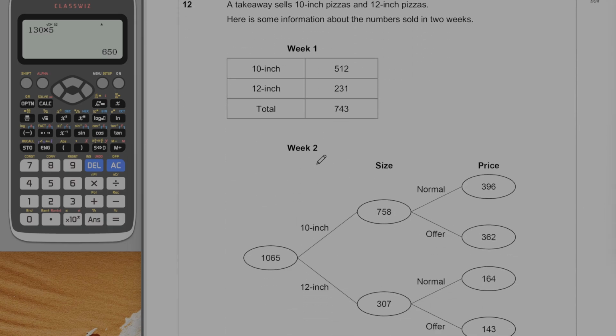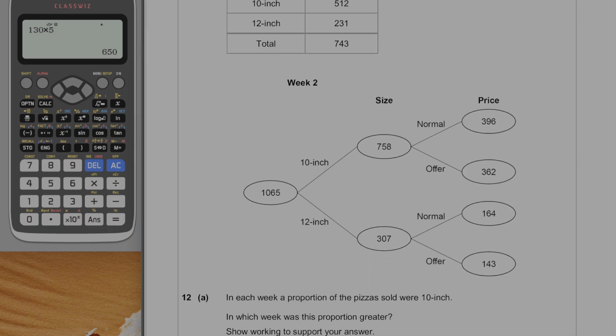Okay, question 12. A takeaway sells 10-inch pizzas and 12-inch pizzas. Here is some information about the numbers sold in 2 weeks. So we've got 10-inch, 12-inch and total. We've got a two-way table looking at that information. In each week, a proportion of the pizzas sold were 10 inches. In which week was the proportion greater? You must show working to support your answer.